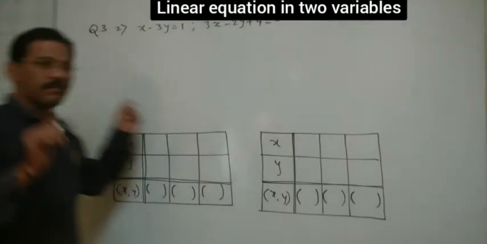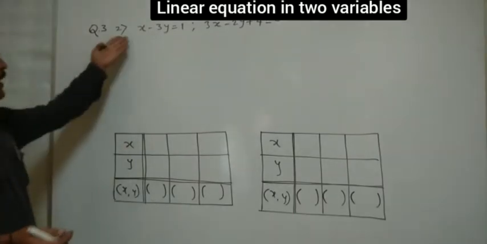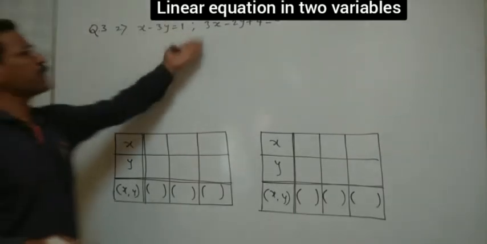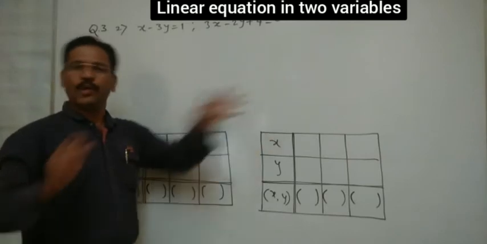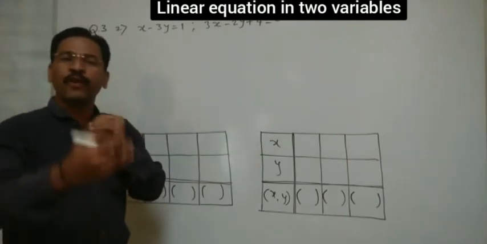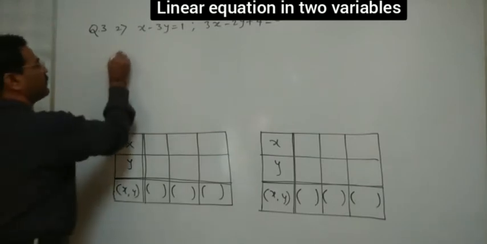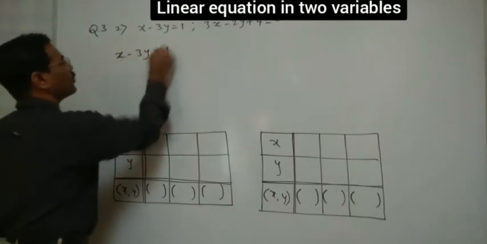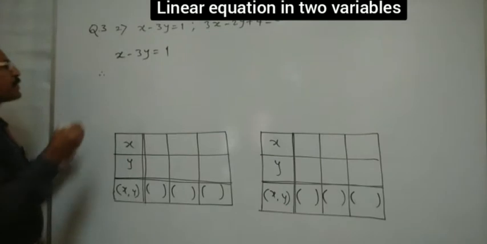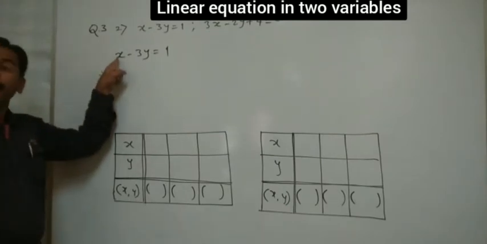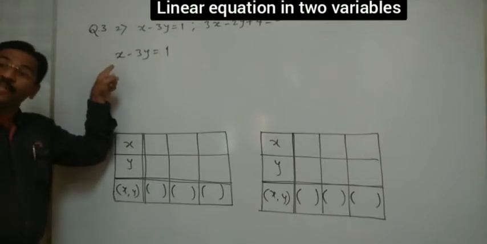See friends, we'll take the next example. x minus 3y is equal to 1, 3x minus 2y plus 4 equal to 0. Both we are going to write in y form and then fill these checkers. Okay, see first, I'll take the first one. x minus 3y is equal to 1. See, sometimes we can write this one in x form also. Okay, we can write this one in x form also.